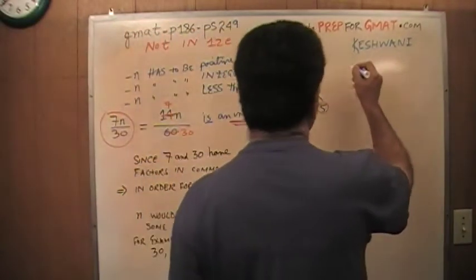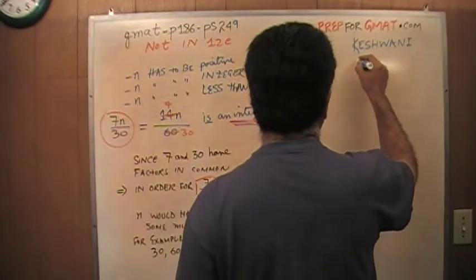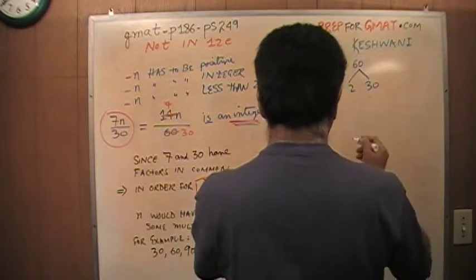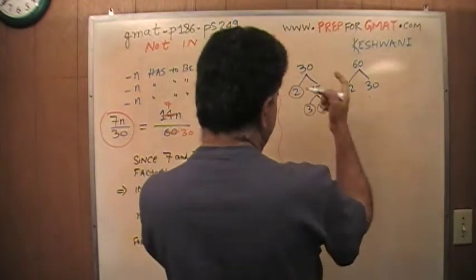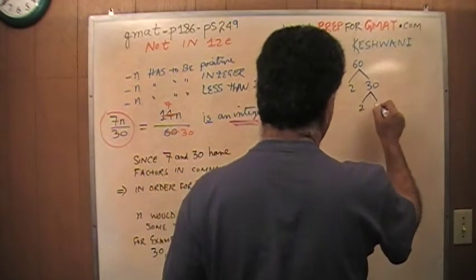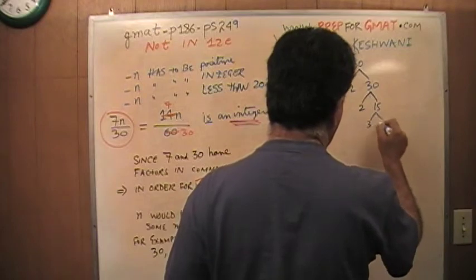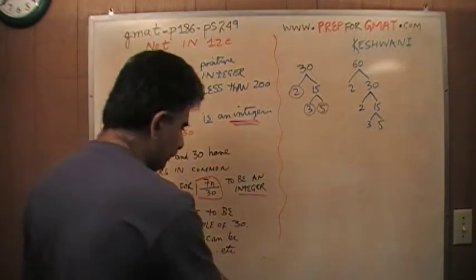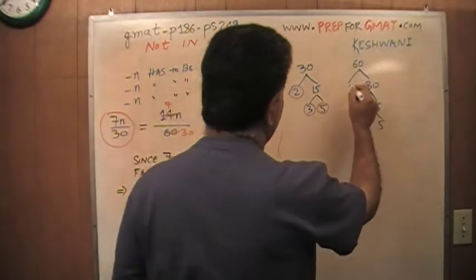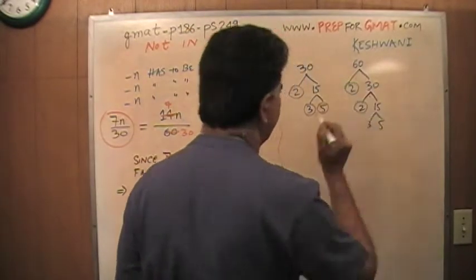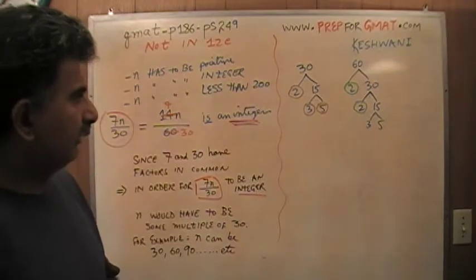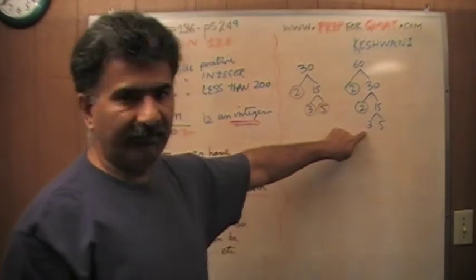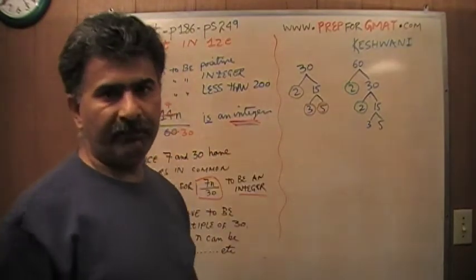Well, let's see. If n were 60, we will break up into 2 and 30, and then of course we are back to where we started. But you see, one would not count these twice. We're not going to double count them. 2 is a prime factor of 60. 3 is a prime factor of 60, and 5 is a prime factor of 60.